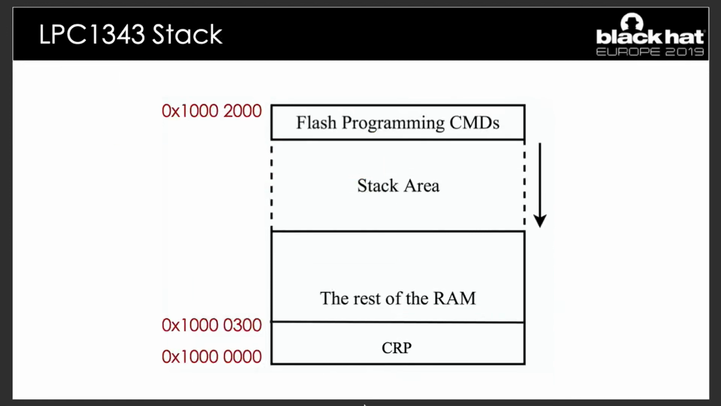So here's the memory layout of the LPC. As we can see here, the addresses less than 300 have the CRP value and the bootloader stuff inside them. And on the other end of the RAM, we have the stack area.